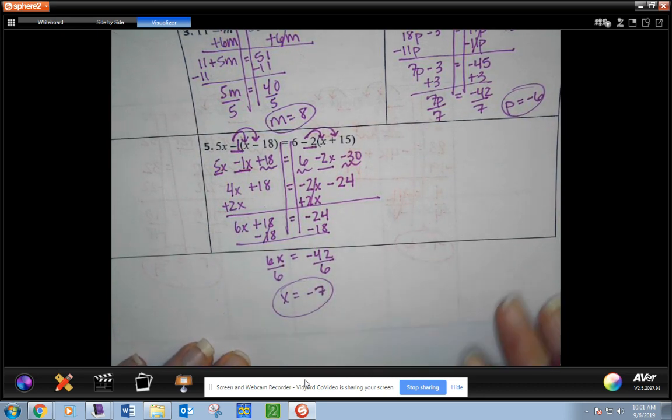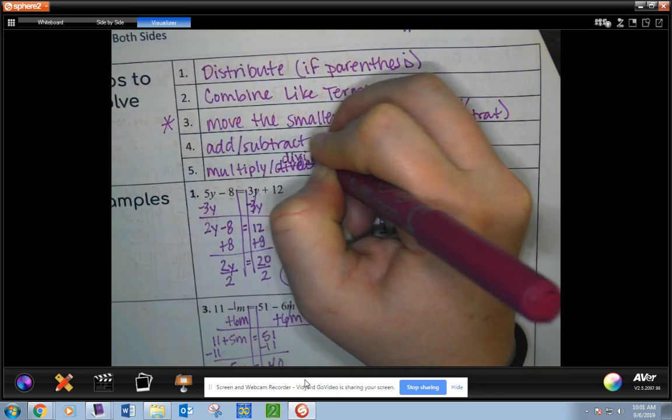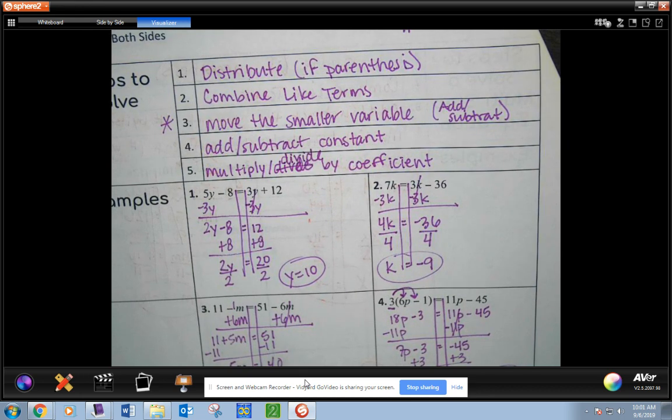Now, I noticed I misspelled a word, so I'm going to move back up and spell this right, D-I-V-I-D-E. So if you have questions, remember, I'm not here, so do the best that you can do. Show your work. You're going to keep this in your folder, and we're going to look at it when I get back.